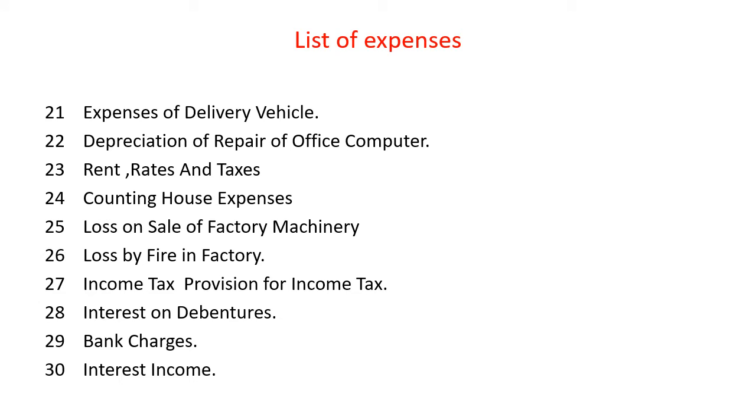Next, rent, rates and taxes. Here rents are indirect expenses in the factory, it is factory overhead. Tax paid on production in the factory is factory overhead. Next, counting house expenses. Counting in accounts and auditing department, it is administrative overhead. Next, loss on sale of factory machinery. It is non-financial, ignore it.